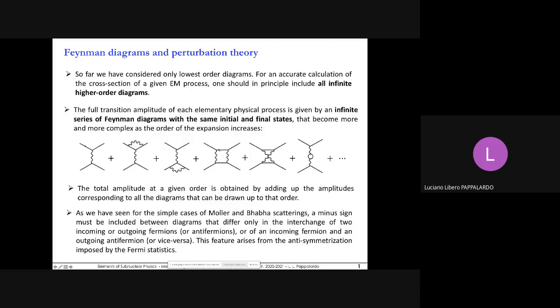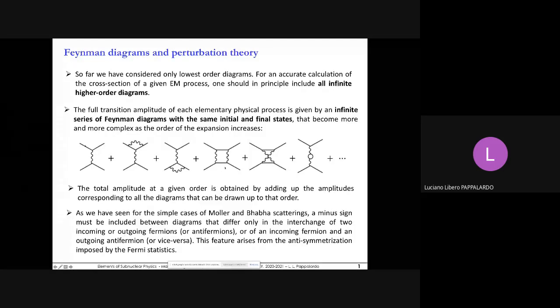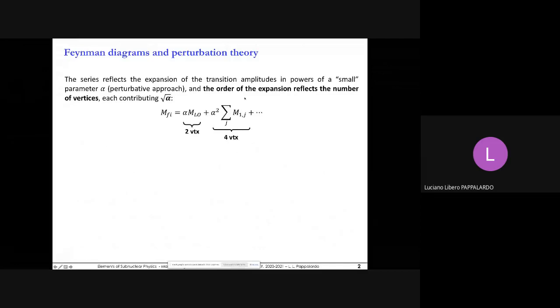Now, the series reflects the expansion of the transition amplitude in powers of a small parameter, alpha, and this is indeed the sense of the perturbation approach. And the order of the expansion reflects the number of vertices, each contributing square root of alpha, as we've seen yesterday. Okay, so square root of alpha is essentially the vertex factor, so the probability associated to each vertex. The more vertices you have in your diagram, because it gets more complex, the more you have to essentially reduce your probability each time by a factor of square root of alpha.